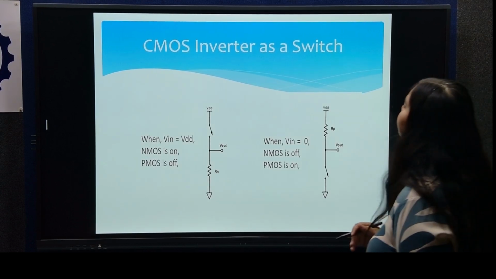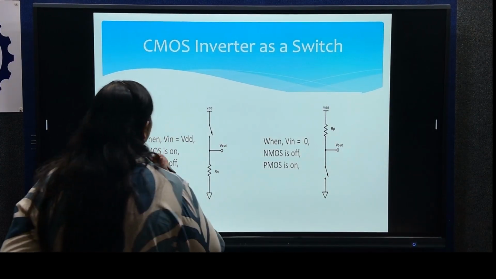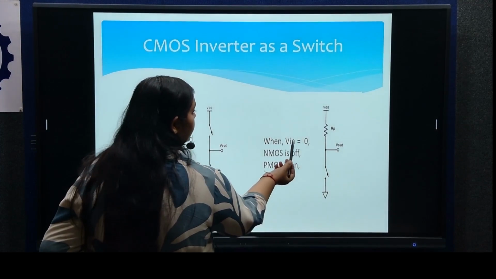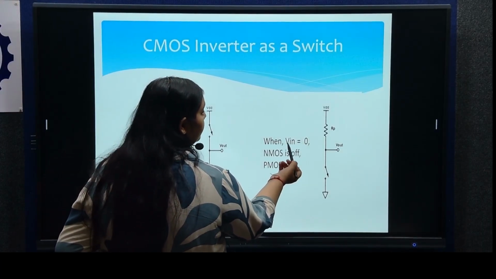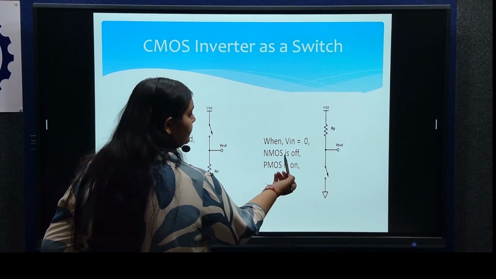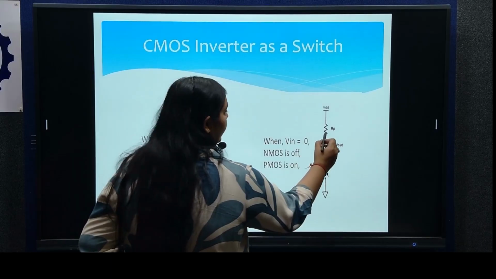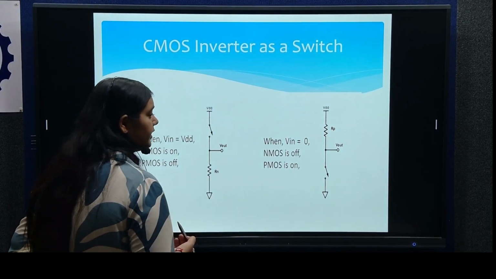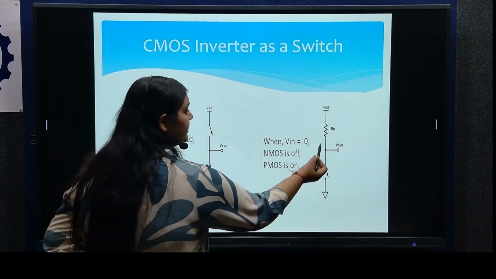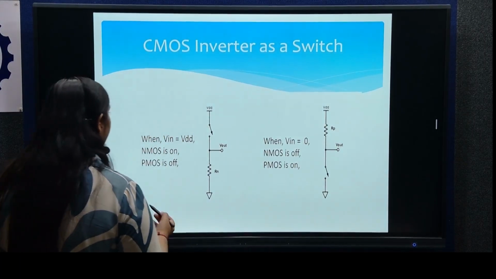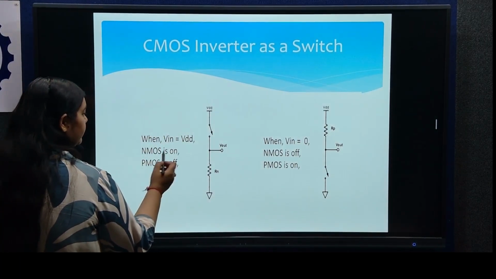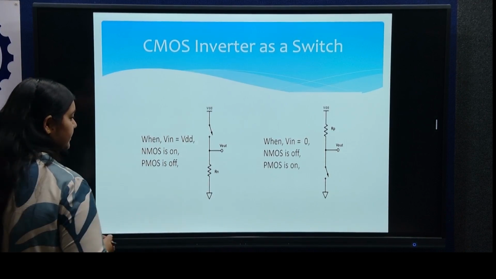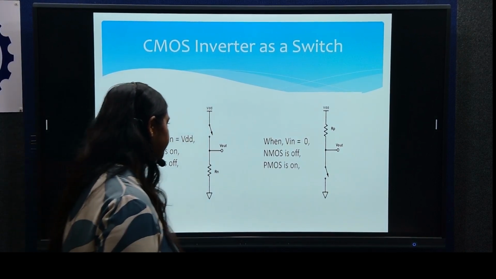Now, CMOS inverter as a switch. Firstly look here. When Vin is 0, NMOS is off and PMOS is on. So the capacitor will be charged in this circuit. When Vin is equal to VDD, NMOS is on and PMOS is off. So the capacitor will be discharged.